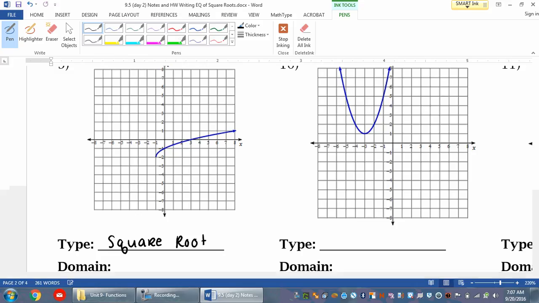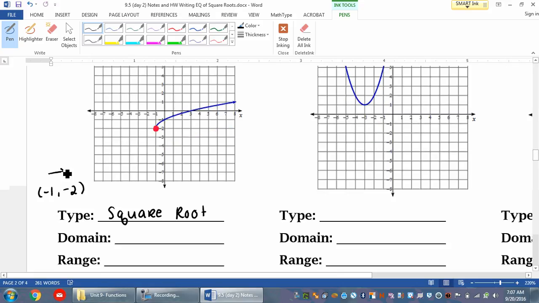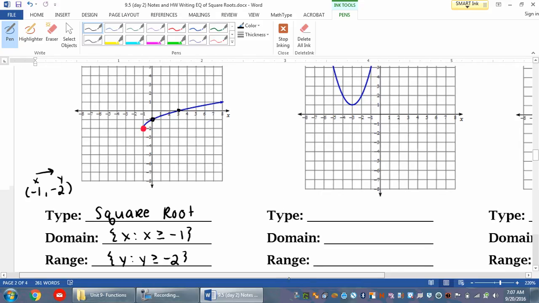Okay? Now, when we're listing the domain, it's nice and easy to figure out what the initial is. -1, -2. Since I don't have arrows on both sides, I'm just going to the right. Remember, my domain is going to be greater than or equal to that x coordinate, which is -1. And my range, look, I'm going up. Right 1, up 1. Right 4, up 2. So it's going to be greater than or equal to that y coordinate, which is -2. All right, next question.